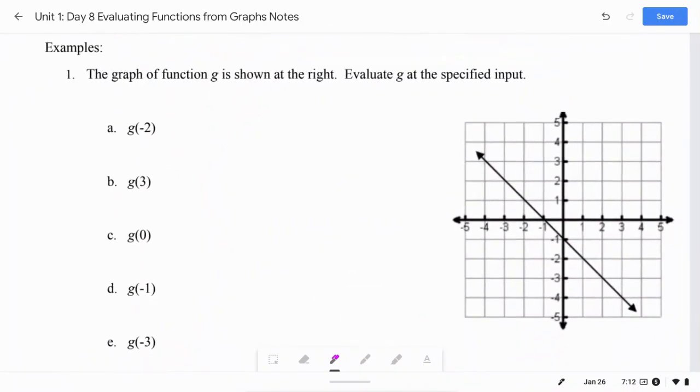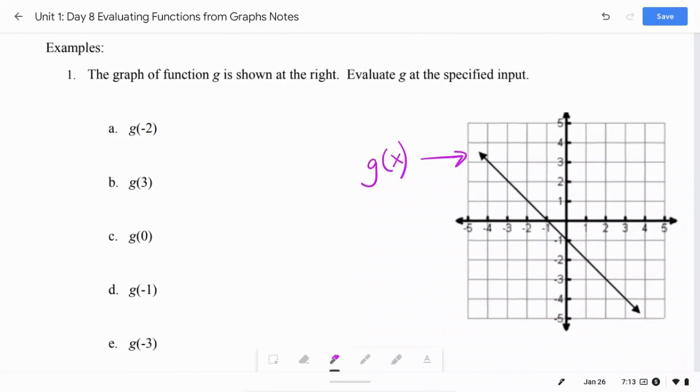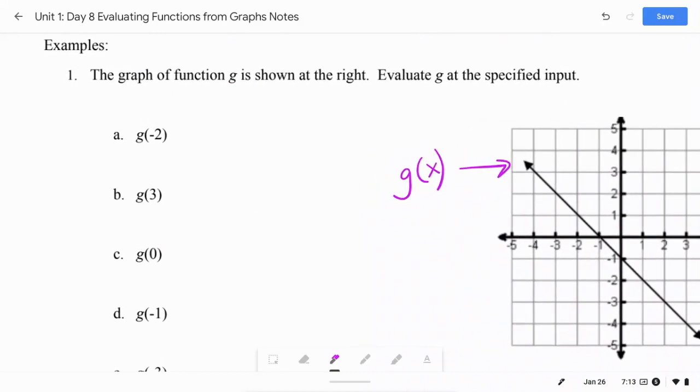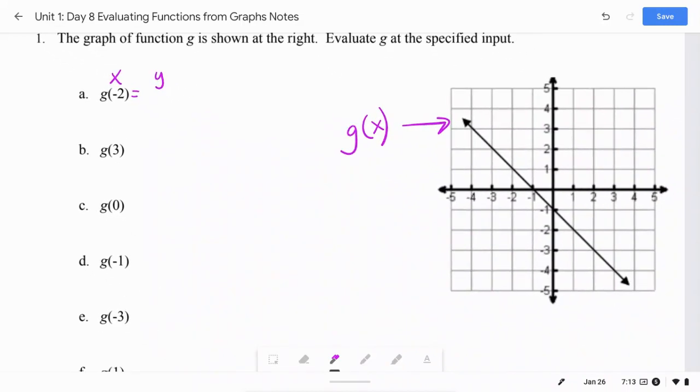The first function is called the g function. So this line on the graph is referred to as g of x. We want to evaluate the function at different points on the graph. For part A, it wants us to find g of -2. Think of -2 as your x coordinate, and we want to figure out what the y coordinate is at that point on the function graph.